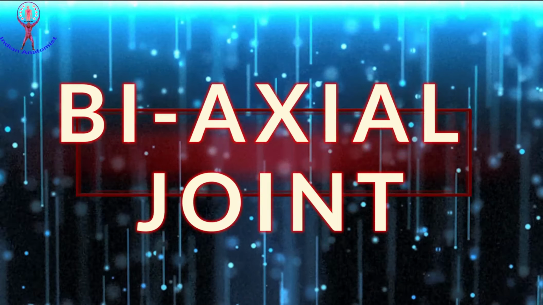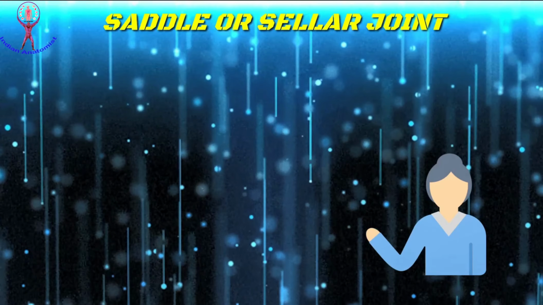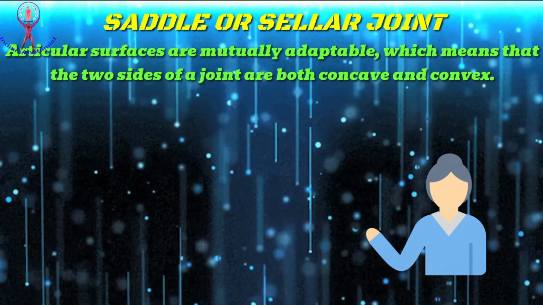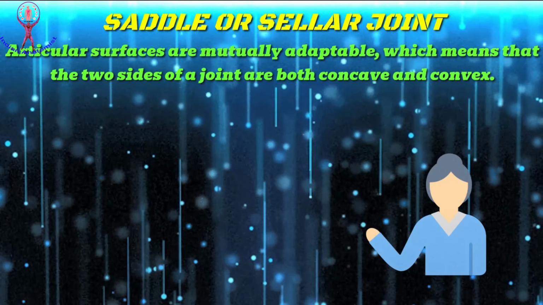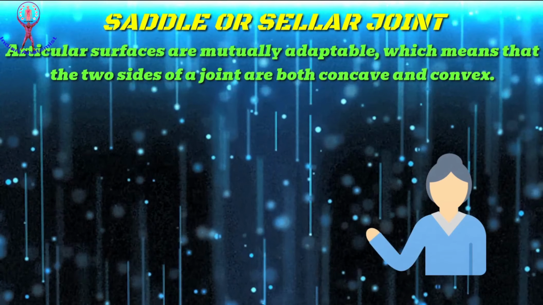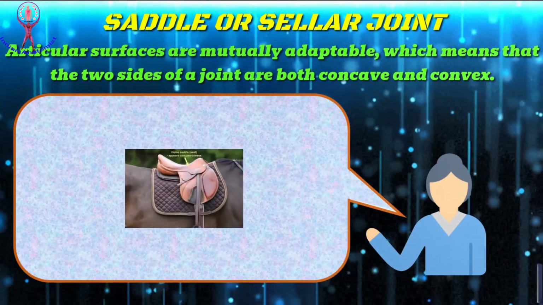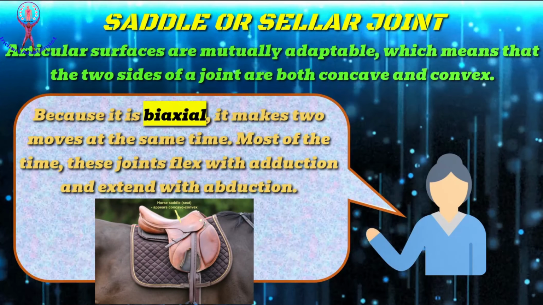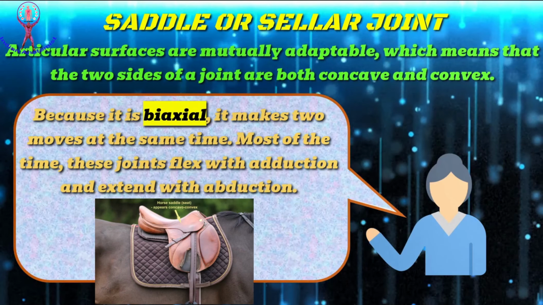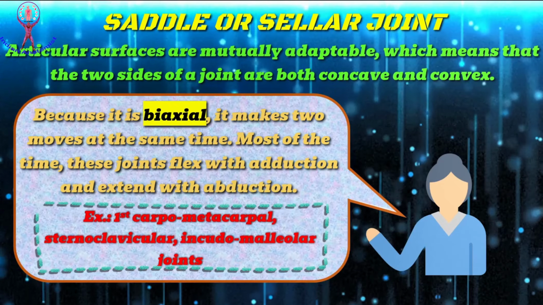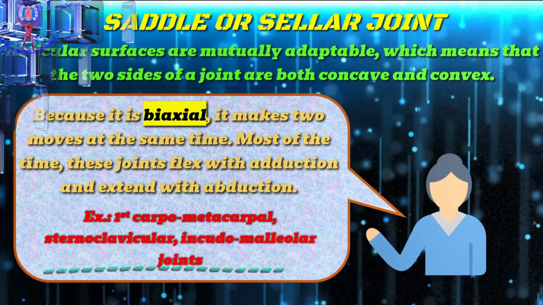Now, saddle or cellar joint. Why joints are considered as saddle joint? Articular surfaces are reciprocally receptive in nature, that is, the opposing surfaces of joint are reciprocally concavo-convex. At a time, it produces two movements, because of biaxial nature. Mostly, flexion with adduction, and extension with abduction can occur in this joints. Example for saddle joints are first carpometacarpal joint, sternoclavicular joint, and incudomalleolar joints.